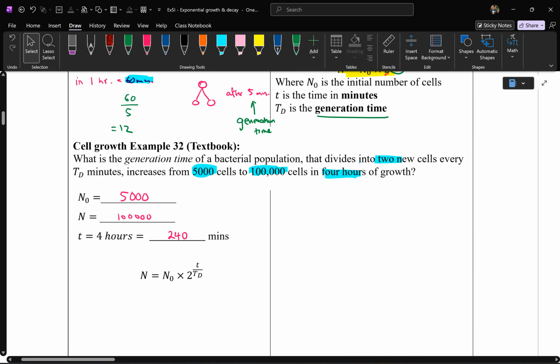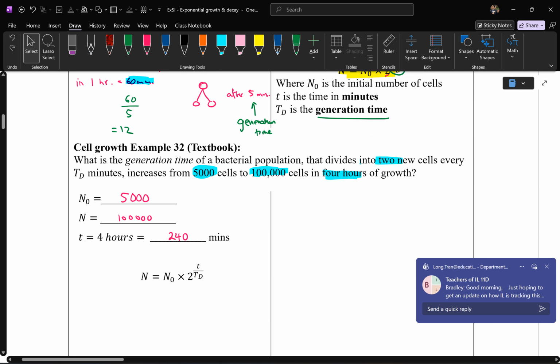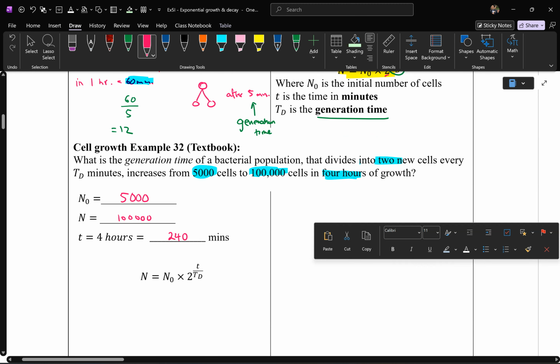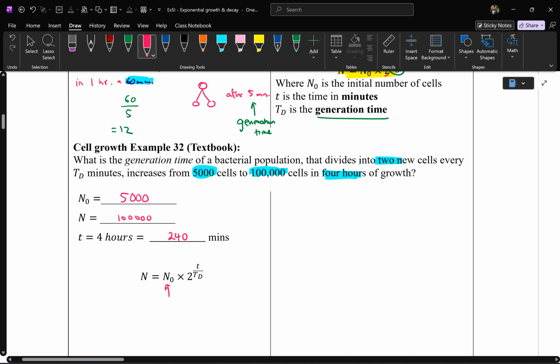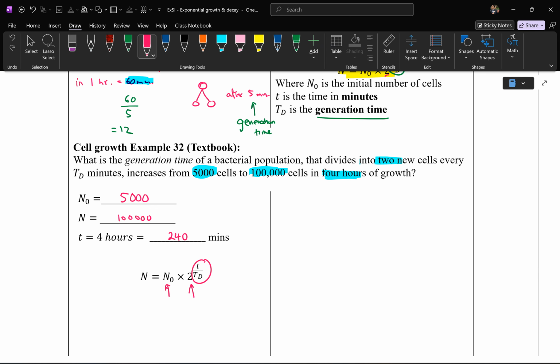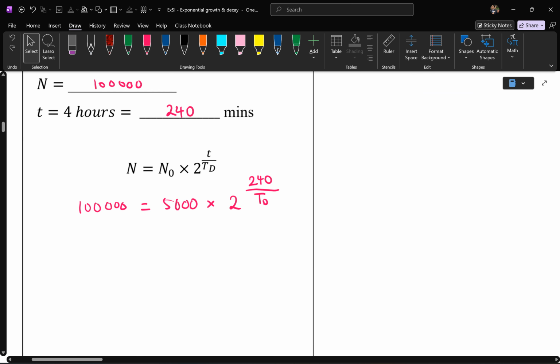And if you don't know how to model it, then you can use the template they've given you. To me, it's pretty straightforward. You've got your starting value. It's a base 2 because it splits up into 2. And it's duration divided by generation time. So this should give you 100,000 is equal to starting off with 5,000, splits into 2, duration was 240, and you don't know what the generation time is. And now you've got yourself an equation to solve.